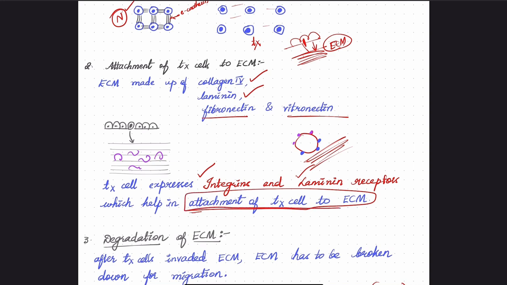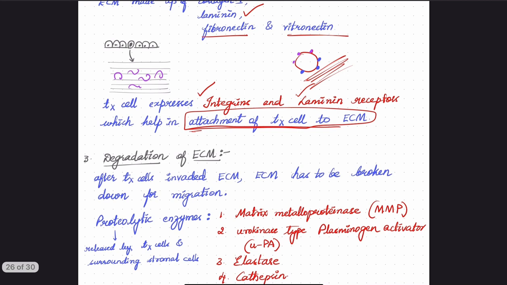It is sitting within the ECM. After sitting, it does not want to sit within the ECM permanently. It has to move through, it has to go to some other place. So this ECM now becomes a barrier. Now it has to degrade this ECM.